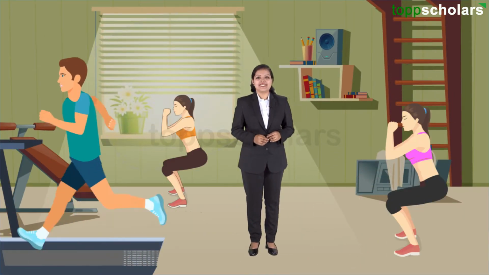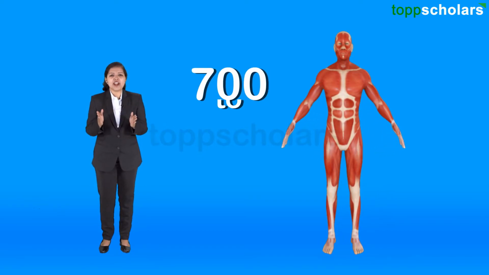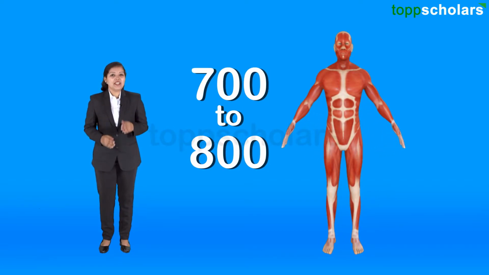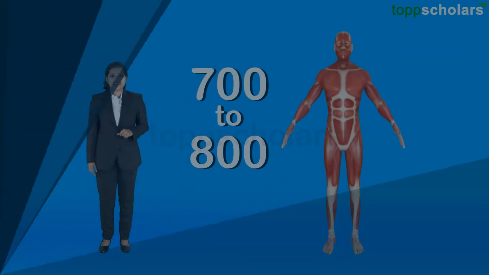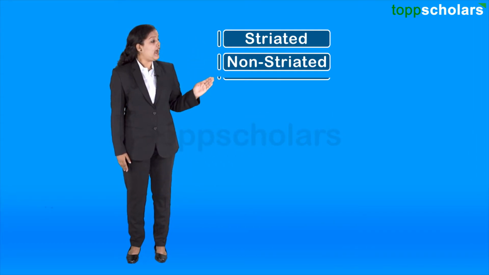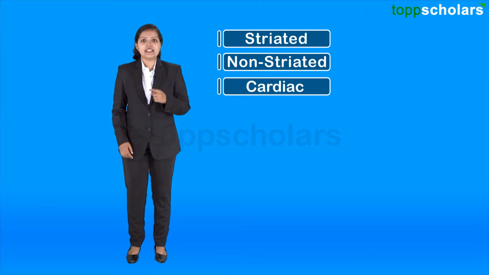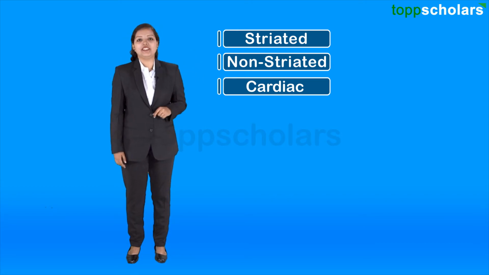or sitting. But do you know how many muscles do we have? We have 700 to 800 muscles. Amazing, isn't it? Let's move on and understand the types of muscles. There are 3 types of muscles: striated, non-striated and the cardiac muscle. So, let's focus and understand each muscle separately.